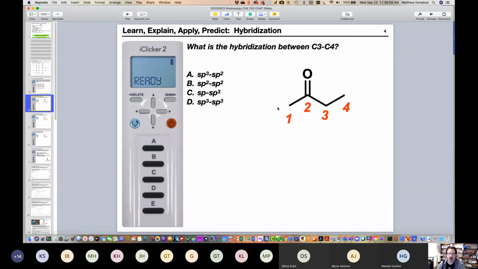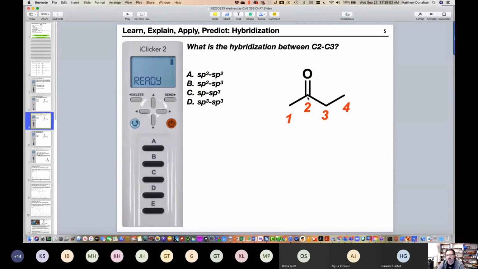So consider our friendly ketone here, 2-butanone. How do you describe the carbon hybridizations of C3 to C4? So in that exact order, C3 to C4 bond, how are the carbons hybridized? So yeah, the correct answer is D. Both 3 and 4 are sp3 hybridized. So you have an sp3 sp3 bond. So that's what we're getting at.